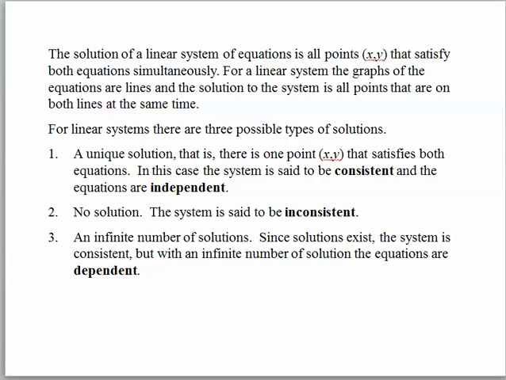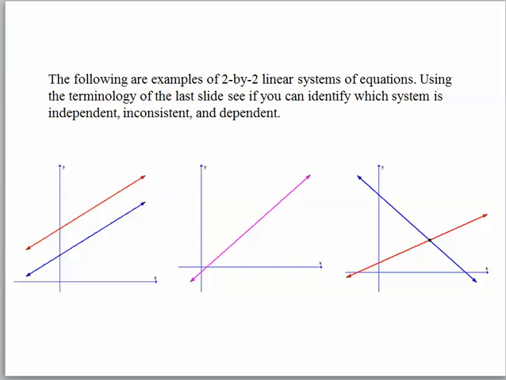Slide number 8. The following are examples of 2x2 linear systems of equations. Using the terminology of the last slide, take a minute to see if you can identify which system is independent, inconsistent, and dependent.